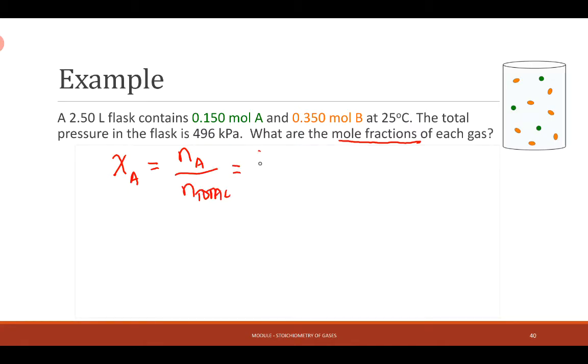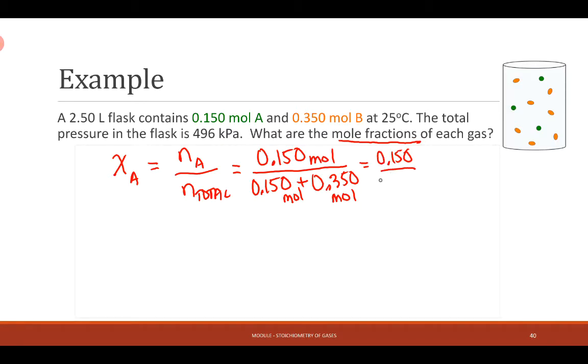So let's do that. I have 0.150 moles of A, and then the total moles will be equal to 0.150 plus 0.350 moles, just adding up the moles of the component mixture. And then that's going to add up to 0.50, and get my calculator. Okay, so once this is calculated out, this will be equal to 0.300. There are no units on this because moles divided by moles is no unit.